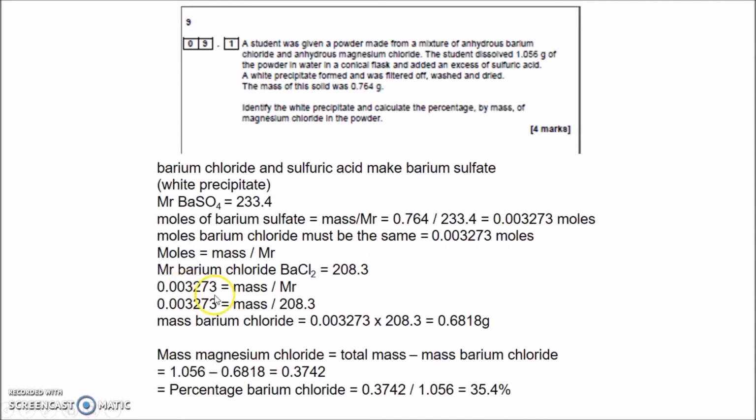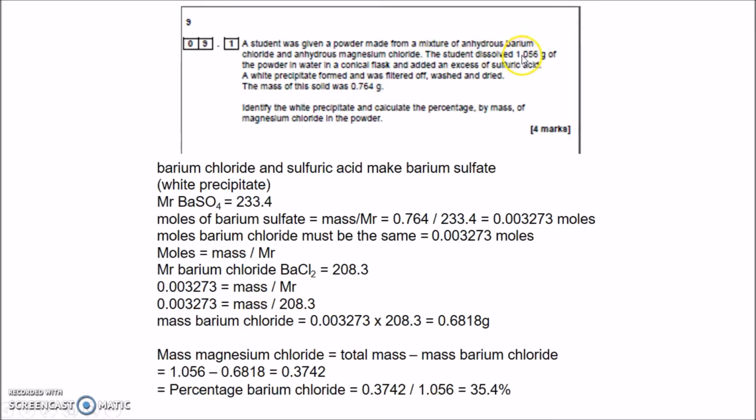So now I've got the MR of the barium chloride, and I've got the number of moles of barium chloride. Moles is mass divided by MR, so 0.003273 is the mass divided by the MR, 208.3. So the mass is these two numbers multiplied together, 0.003273 times 208.3, which is 0.6818 grams, and now I know the mass of the barium chloride in the mixture.